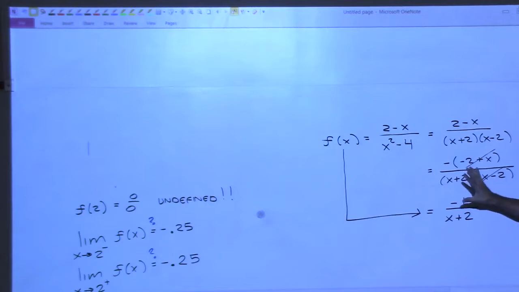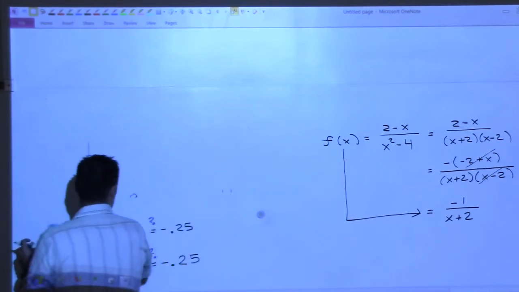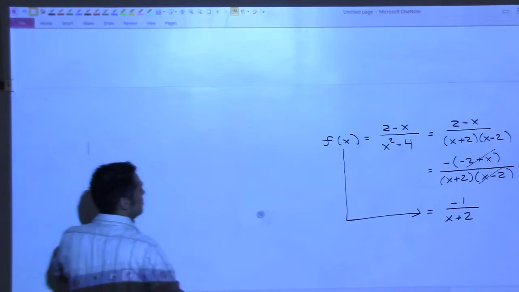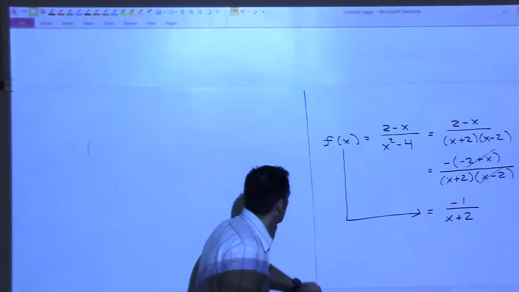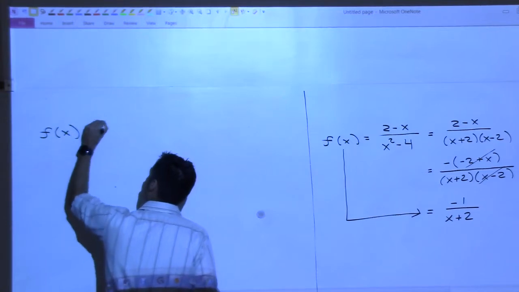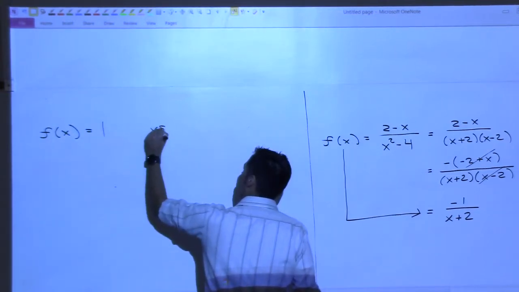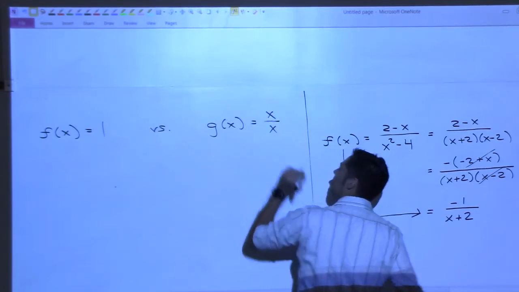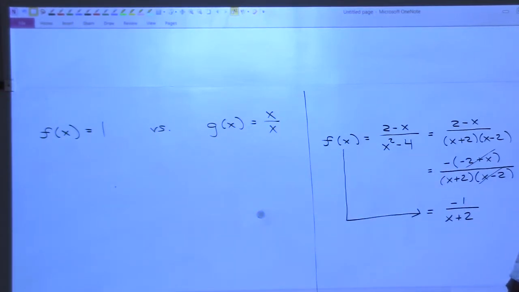Now, we're not done. We have a big problem here, all right? Nobody stopped me, which means we have a problem. All right, I want you to put this on the back burner for just a second, please. I'm going to give you two functions right now. f of x equals 1 versus g of x equals x over x. I've just given you two functions.